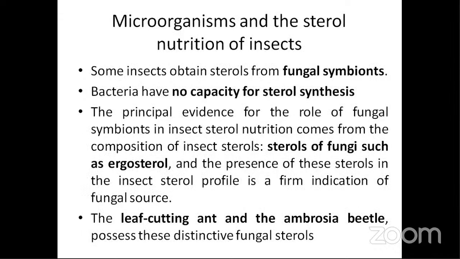And the insect microorganism relationship with sterol synthesis. Some insects usually obtain sterols from fungal symbionts. Usually bacteria don't have any capacity for sterol synthesis. Fungal symbionts only help in sterol synthesis. The principal evidence for the role of fungal symbionts in insect sterol nutrition can be seen.